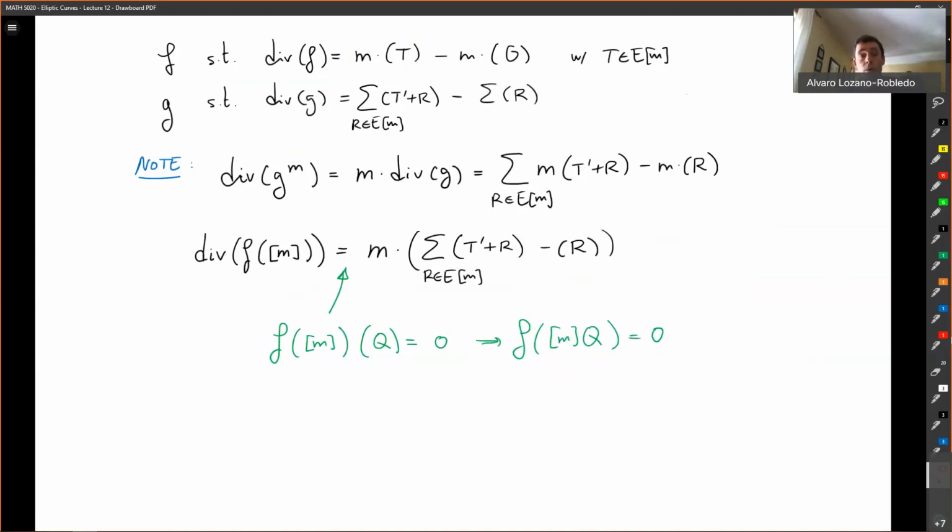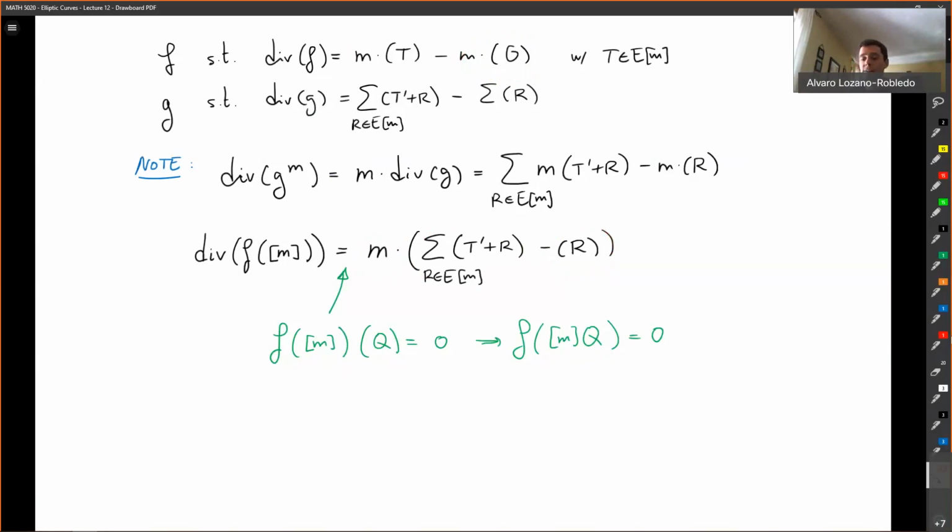So to know what are the zeros of F composed M, I need to know what points under multiplication by M go to T. But the points under multiplication by M that go to T are the preimages of T under M, which are precisely these points. And each one of those will have a zero of order M. Okay. Similarly, what are the poles of F composed with M? Well, I know the poles of F itself are, there's only one pole at O of order M. So I need to know what points go to O under M. Those are the preimages of O under multiplication by M, which are the M-torsion points. And there will be a pole of order M for each one of those.